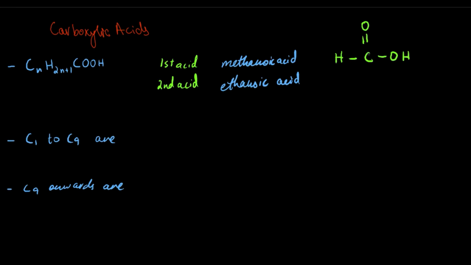Now, one very important thing to note over here is that the COOH consists of a C double bond O and a C single bond OH. Okay, so that's very important. Now, this is when n is equal to 0.